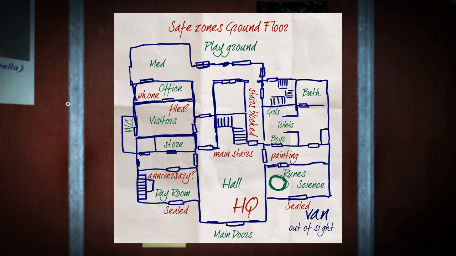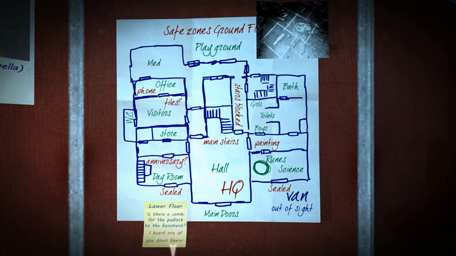Safe Zones, Ground Floor. So we're in the hall right here. Just came from the science place. It also lists runes there, but we didn't check any of that out. And this is just the ground floor. I've got a feeling this game is really huge. It's really detailed. Lower floor. Is there a combi for the padlock to the basement? I heard one of you down there. Probably wasn't one of them.